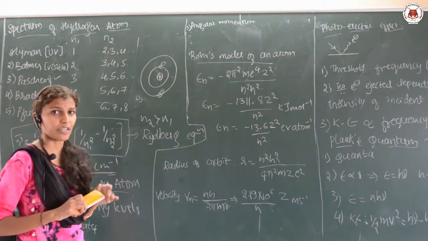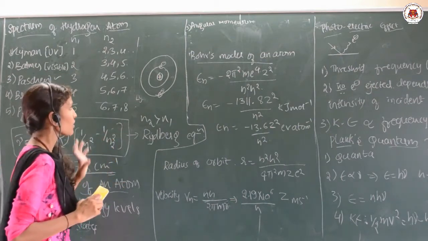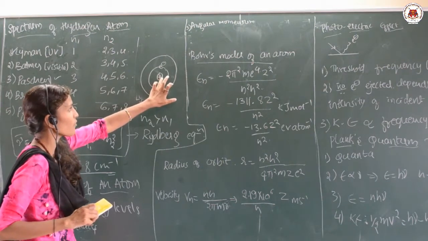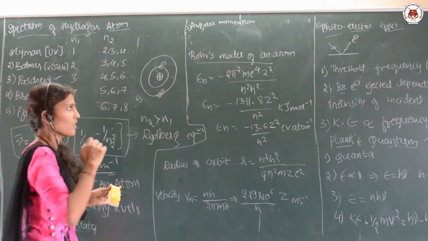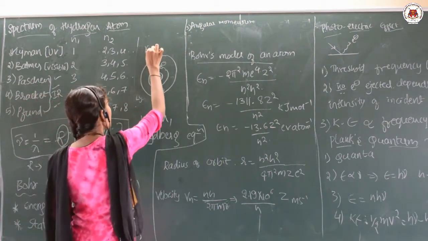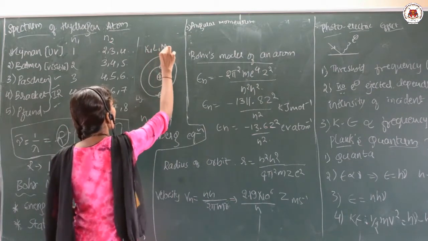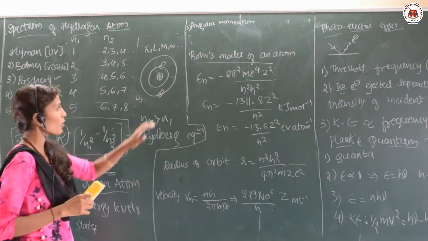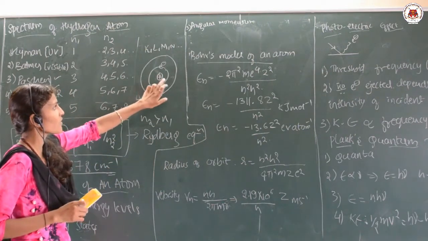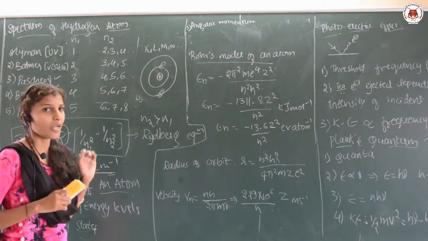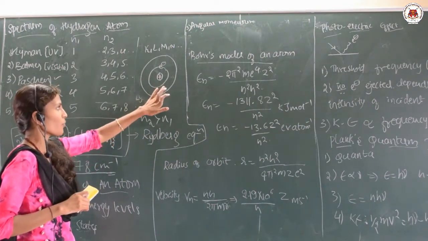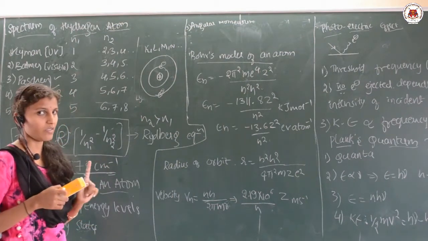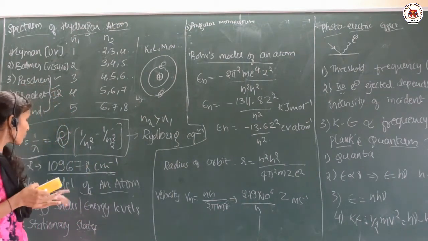definite energy. These orbits have definite energy, and these are called energy levels or energy shells, and those are named K, L, M, N and so on. Okay. So the electron will revolve around the nucleus in certain selected circular paths, and these paths are called orbits or energy shells or energy levels. Okay, this is the first postulate of the Bohr model.